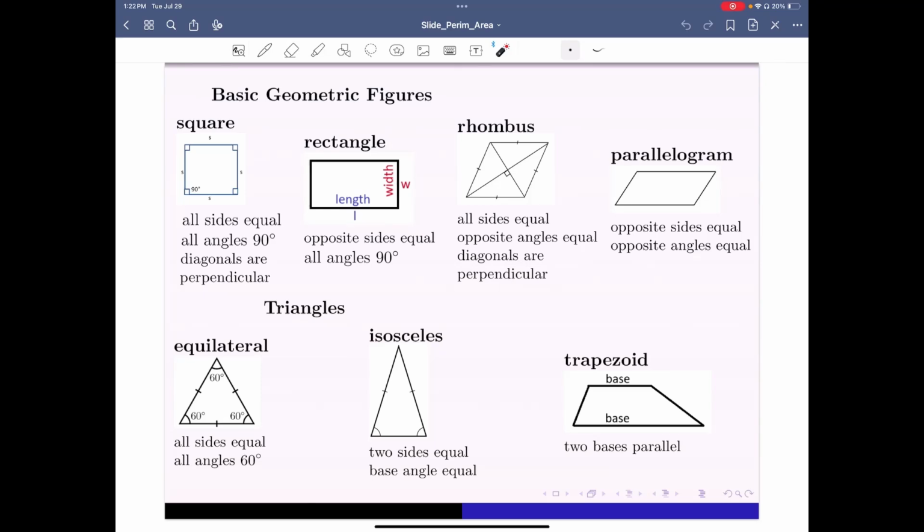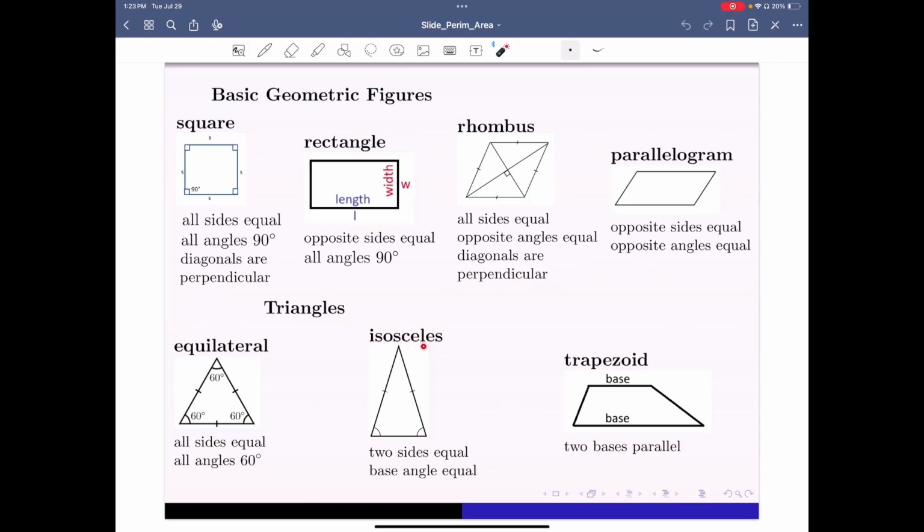Then we have a parallelogram. Opposite sides are equal, so this side is equal to that side, and opposite angles are equal. Then we have triangles. We can have an equilateral triangle, with all equal sides. This side is equal to those sides, and all angles are equal. That means all angles would be 60 degrees.